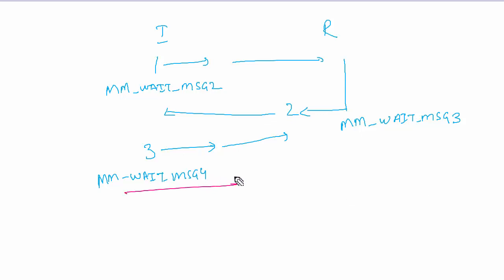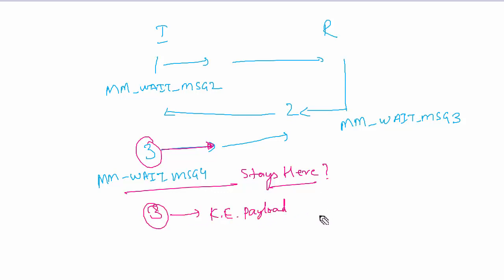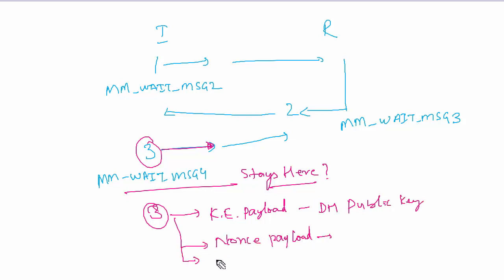If it just stays here at wait message 4, that means it has not received message 4 back. Before we talk about why it is at wait message 4, let's understand what information it has sent in message 3 and what they are going to do next. I've already done another video on what information is shared in message 3. A quick recap: in message 3, we send the key exchange payload, which carries the Diffie-Hellman public key. The next thing we send is the nonce payload, and the next thing is NAT-D, which is your NAT discovery. These three things are sent in message 3.